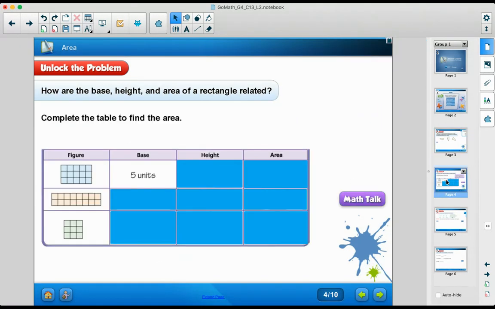Okay. Let's see. Unlock the problem. How are the base, height, and area of a rectangle related? Let's complete the table to find the area. The base here is 5 units. 1, 2, 3, 4, 5. The height is 3 units. 1, 2, 3. So the height is 3 units.